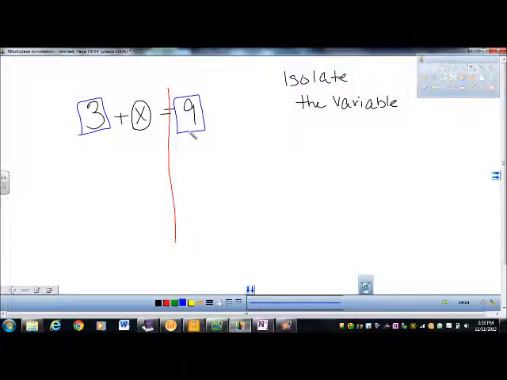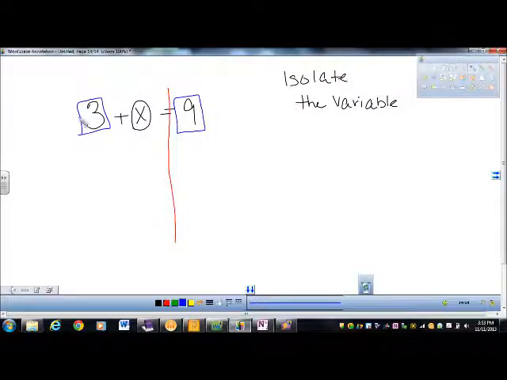Okay, now I want to combine my like terms. So I'm going to take my 9 and my 3. I need to put them together. Well, but 9's on the other side of the railroad tracks. So how do I get these two together? Well, my goal, remember, is to get this guy by himself. So to get him by himself, I need to get rid of his neighbor here, Mr. 3.